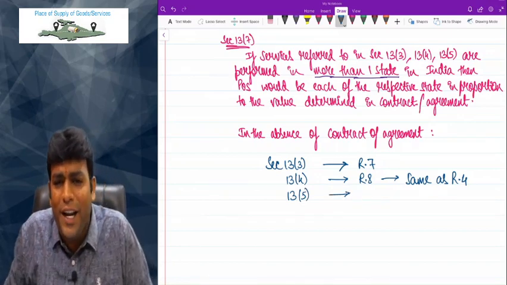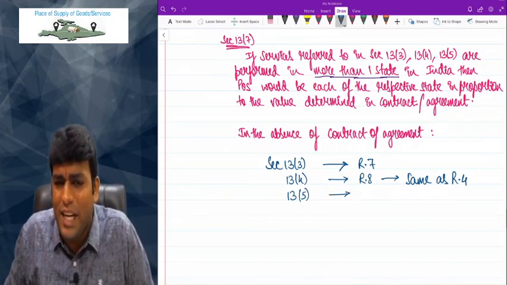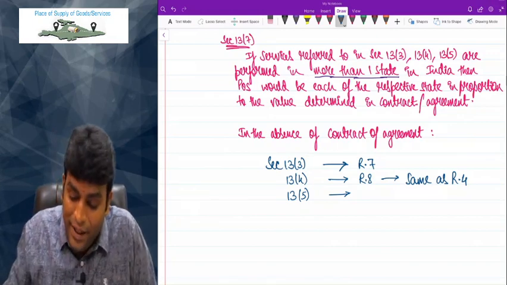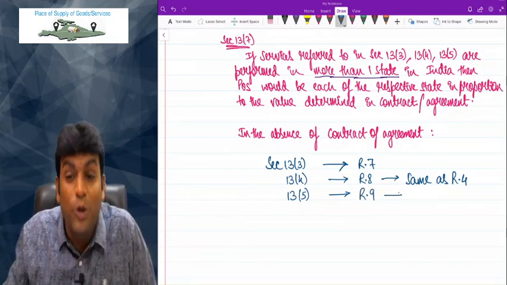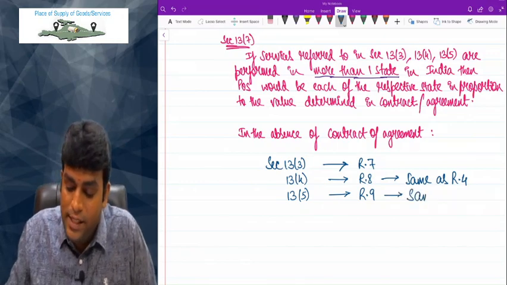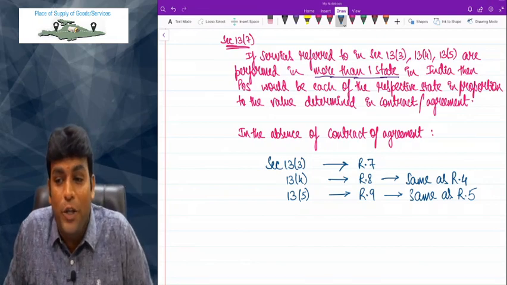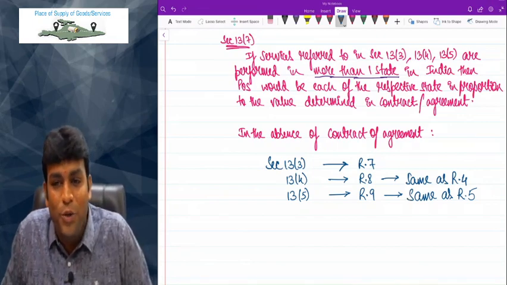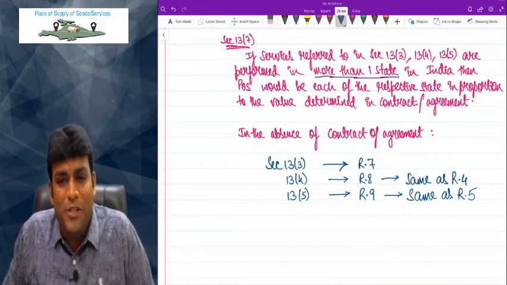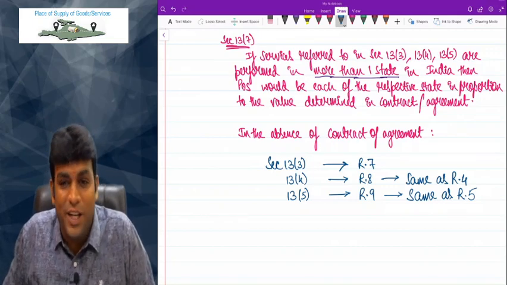13.5. What is 13.5? Come on, please tell me. 13.5 is admission to event, organizing an event. Here they told us to follow something called Rule 9. And Rule 9 says, same as Rule 5. And Rule 5 I taught you while teaching 12.7, where I told you that for organizing an event, the place of supply is the place where the event is actually held.